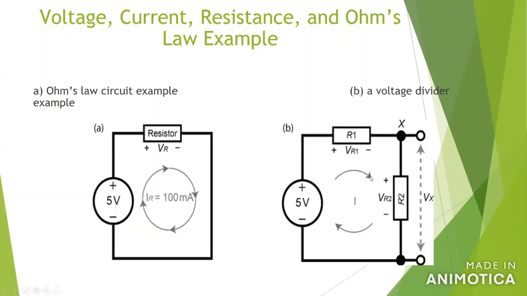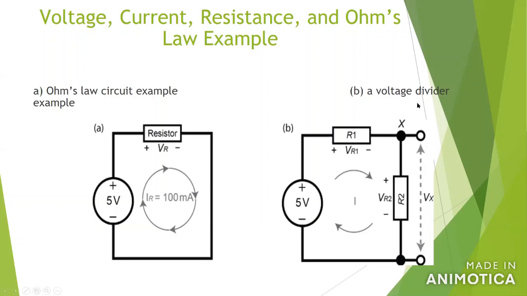Because this is a serial circuit, the current is equal everywhere. So you have a current I, and I times R1 is equal to VR1, and I times R2 is equal to VR2. VR1 and VR2 added together equal 5 volts. That's why we call this kind of circuit a voltage divider, because these two resistors divide the voltage of 5 volts into two parts.